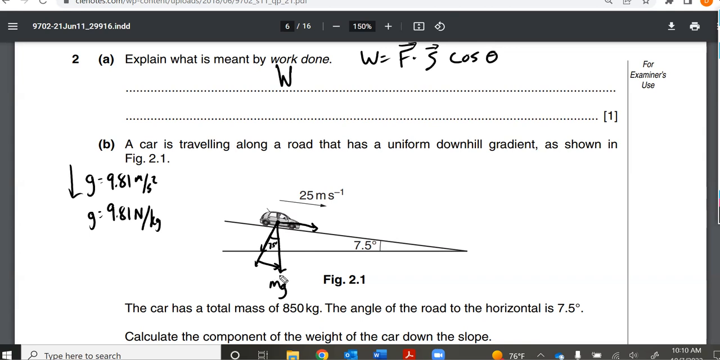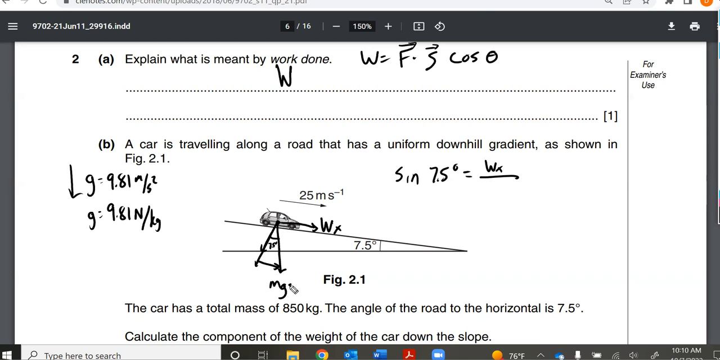So the sine function is going to be helpful with that, right? The hypotenuse is the weight mg, and the component of weight is going to be opposite the angle, and we can relate it back to the hypotenuse with the sine function. So we'll say that the sine of this 7.5 degree angle is equal to the side opposite, which is the component of weight going down the slope. We'll call it the x component of weight, divided by all the weight.